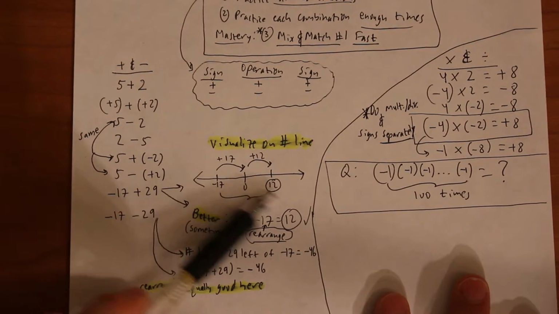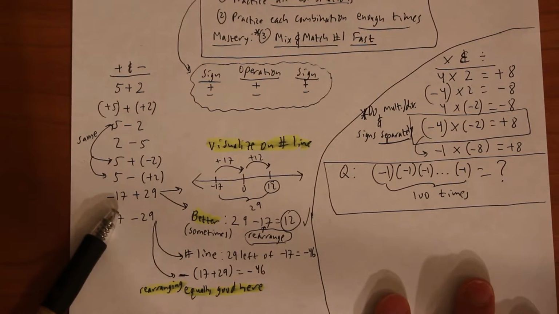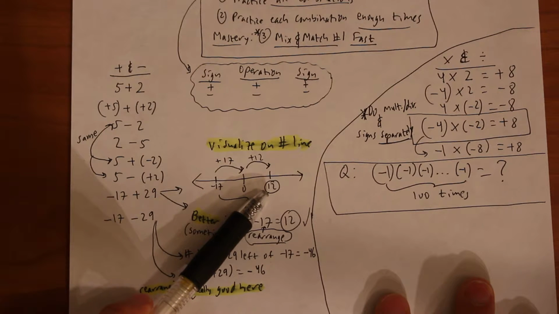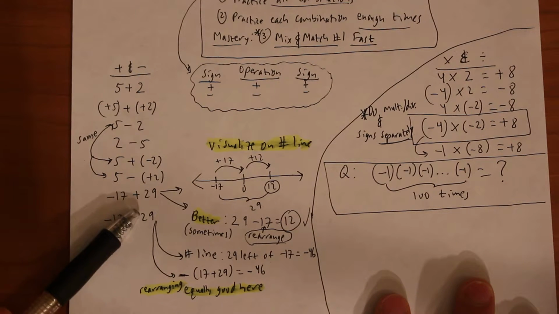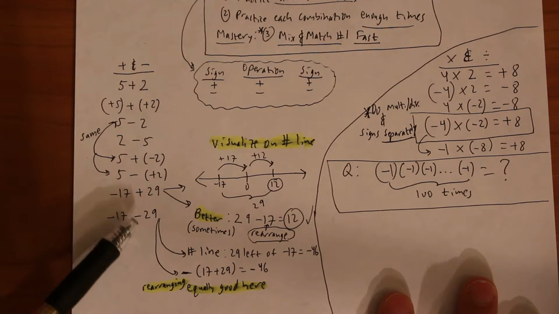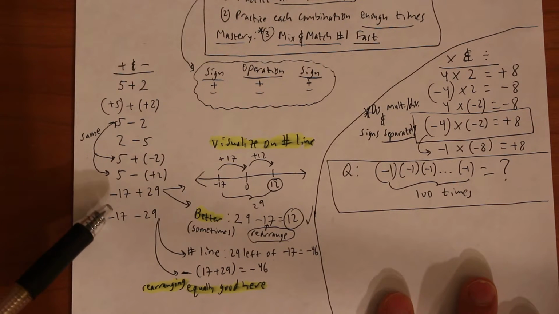Now you don't actually have to draw this out. So I would do this in my head. I would imagine a negative 17 and imagine moving 29 to the right. So that would be the number line approach. Or an approach I prefer generally, which is pretty clever, we can reverse this around.